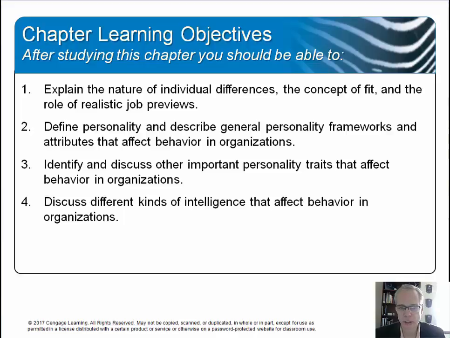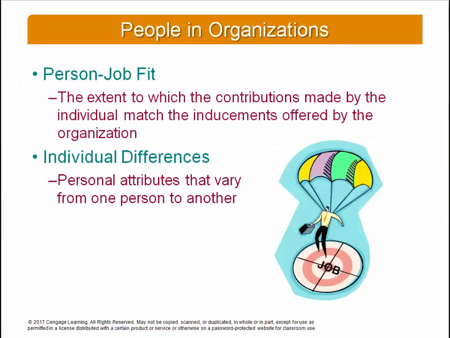So in this chapter, we're going to look at things like individual differences between people, the concept of fit, of matching the right person to their job, realistic job previews. We're going to, number 2 here, define personality and describe general personality attributes. Item 3, look at important personality traits that affect behavior inside of organizations. And number 4, we'll talk about different types of intelligences.